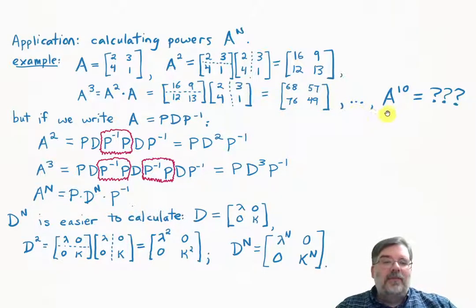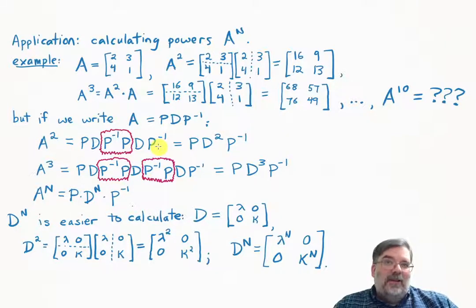As I asked you to imagine before, imagine how long it would take to calculate A to the 10th power. However, here's the advantage to writing the diagonalization of a matrix. Let's assume that we're able to take the matrix A and write it in this form as a matrix P times D times P inverse. Well, if you want to square the matrix A, A squared is going to be P times D times P inverse times P times D times P inverse.